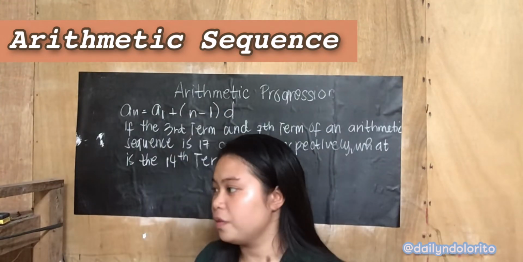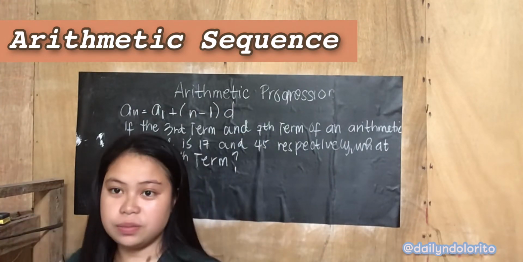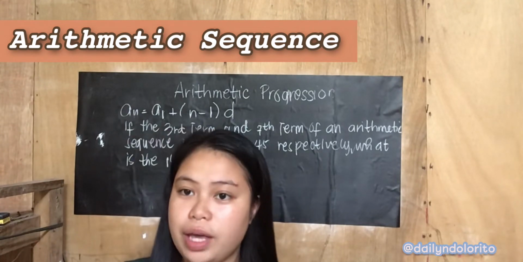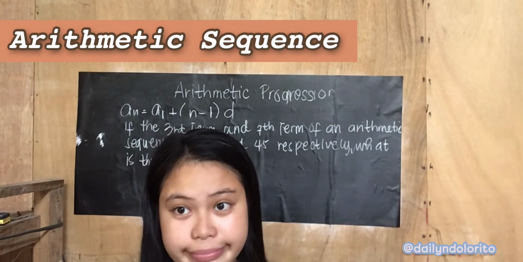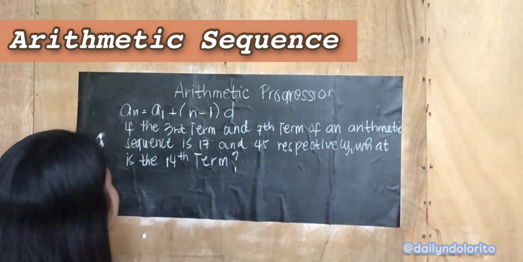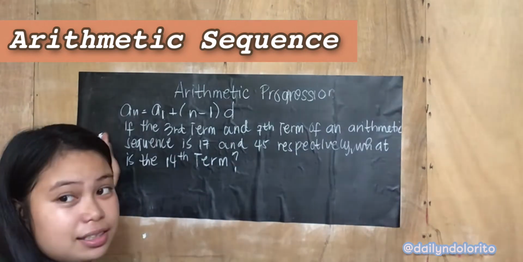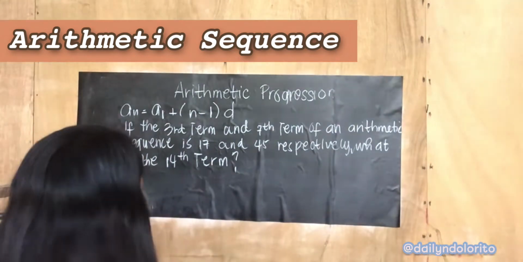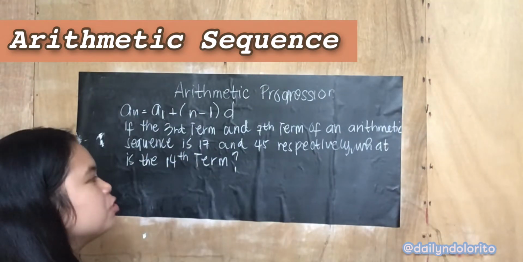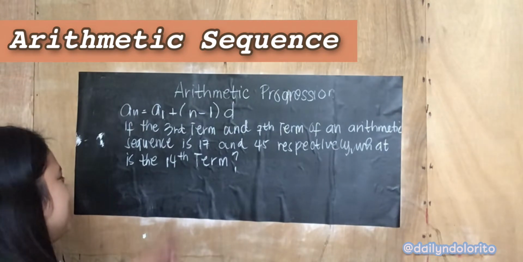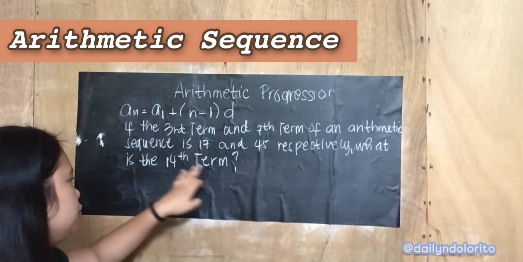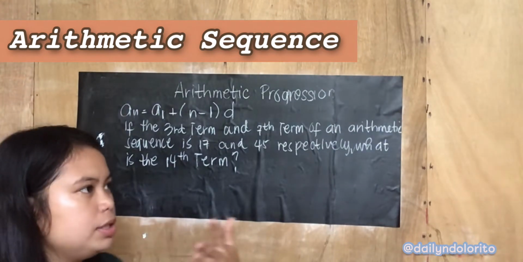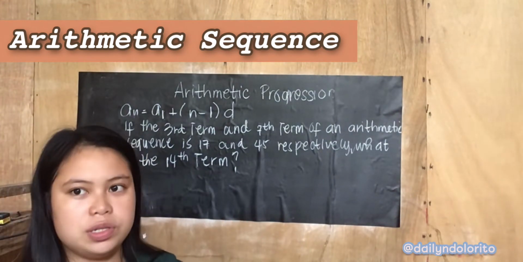Okay, so here's another example, which is a little bit harder compared to the other sample that we had earlier. So I want you to listen to this. This is the problem that we're going to solve. If the third term and the seventh term of an arithmetic sequence are 17 and 45 respectively, what is the 14th term?